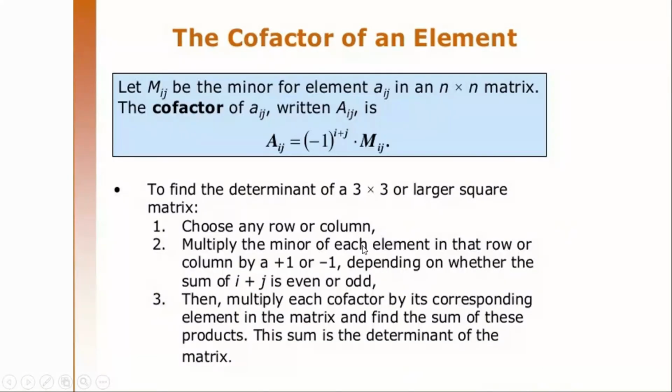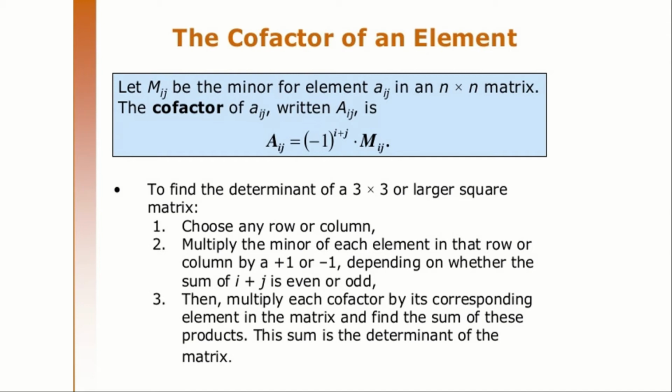Okay. Moving on to the cofactor of an element. Let Mij be the minor of an element Aij in an n into n matrix. The cofactor of Aij is written as capital Aij. That is obtained by multiplying the minor by minus 1 to the power of i plus j, that is the row number and column number of that particular element. That is called a cofactor.